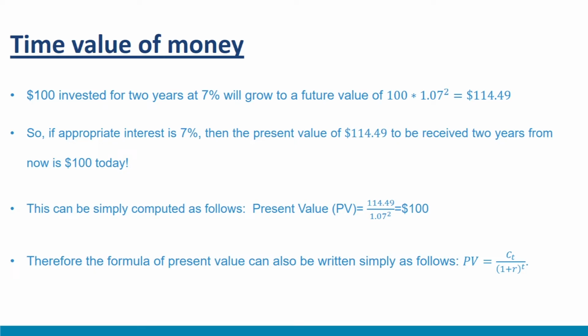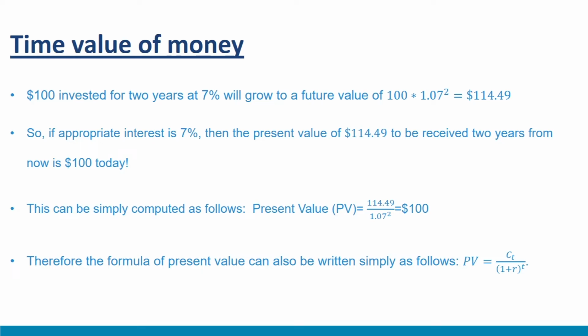Therefore, the formula of present value can also be simply written as provided here. Present value equal to Ct upon 1 plus R raised to the power T, where Ct's are the cash flows at the end of year T and R is referred to as the discounting rate of interest. The term 1 upon 1 plus R raised to the power T is often referred to as the discounting factor. This expression shows the present value of $1 received in year T.